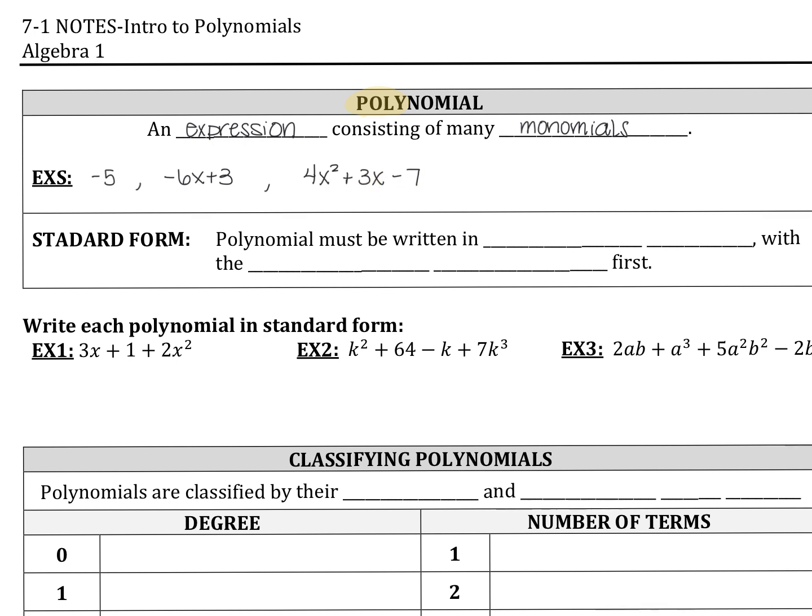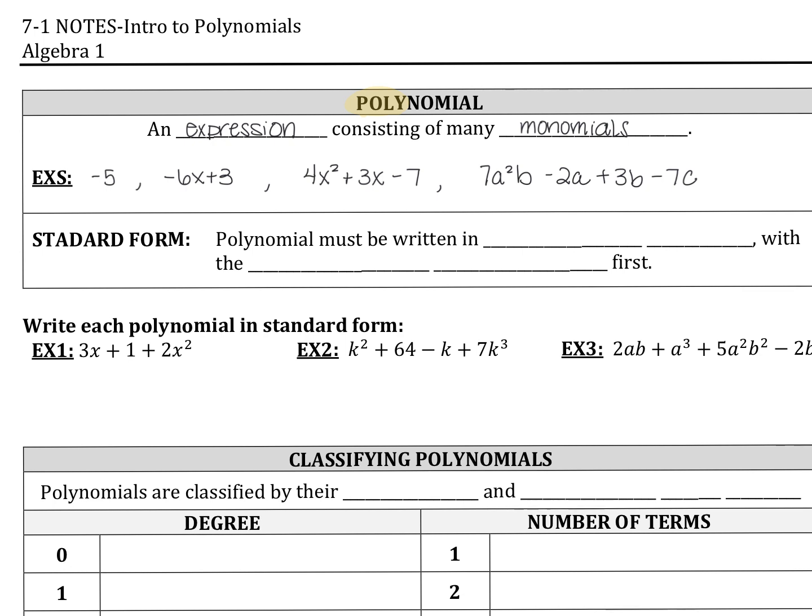But our polynomial could even be as complicated as having several different variables. 7a squared b, a single term, minus 2a, plus 3b, minus 7c. This is an example of a polynomial. It is an expression consisting of multiple monomials.